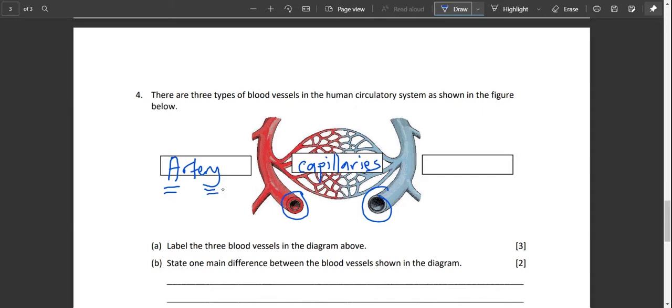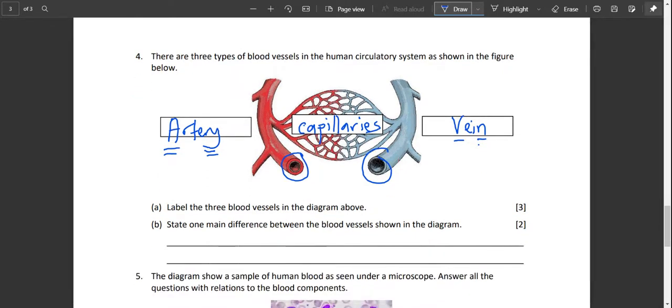away, and vein is in. Okay, so 3 marks if you mention artery or vein. Some of you write down pulmonary artery, some of you write down pulmonary vein. I will still accept that because artery and vein are mentioned there.